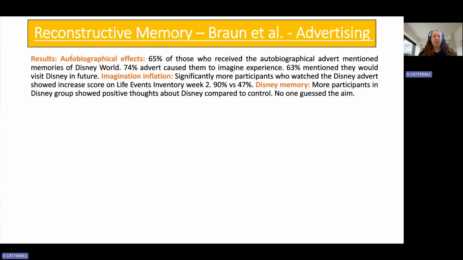And then the next bit is about imagination inflation. So did it actually get them to remember something that they didn't remember before, or remember it more strongly than before? So significantly more participants who watched the Disney advert showed an increased score on that question about Mickey Mouse. So 90% versus 47%. So this is the Disney advert. This is the factual advert, non-Disney advert. So we're showing there that autobiographical advertising inflates our memories. We confabulate, we remember stuff that didn't really happen.